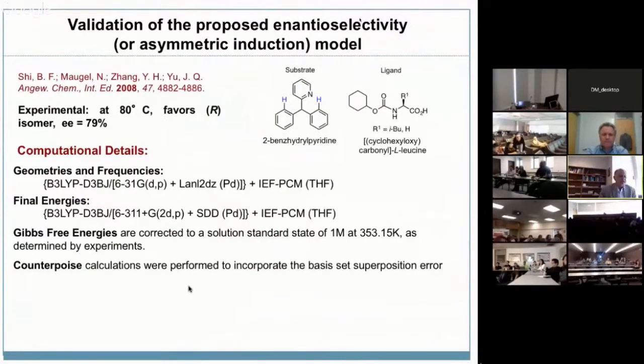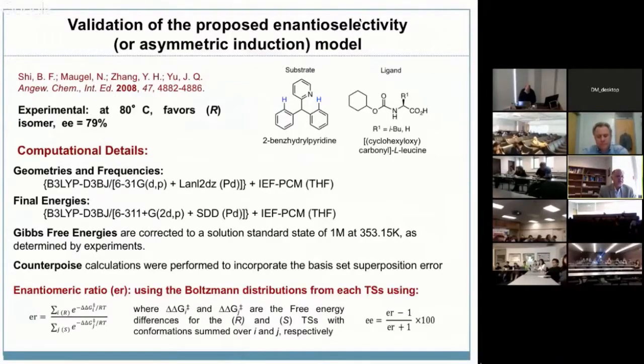After doing all this analysis, we decided to apply our findings to a reaction which we have been tuning, and calculate the selectivity of the reaction. I should mention that here we use a very different approach than what other researchers extensively use in the literature. Basically, we calculated all transition states and then calculated an enantiomeric ratio using a Boltzmann distribution over all these transition states. We find reasonable agreement with experiments: 87% versus 79%.